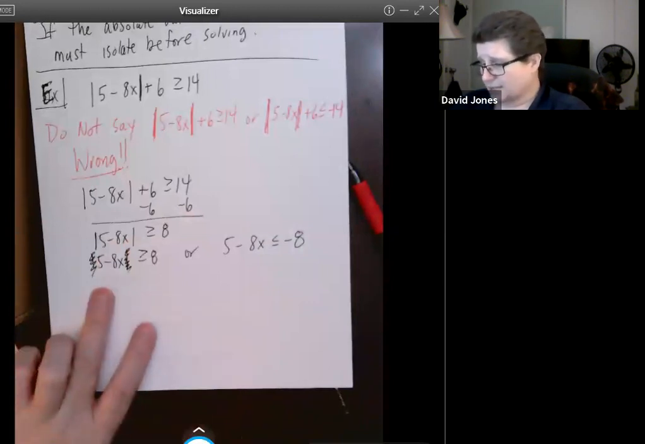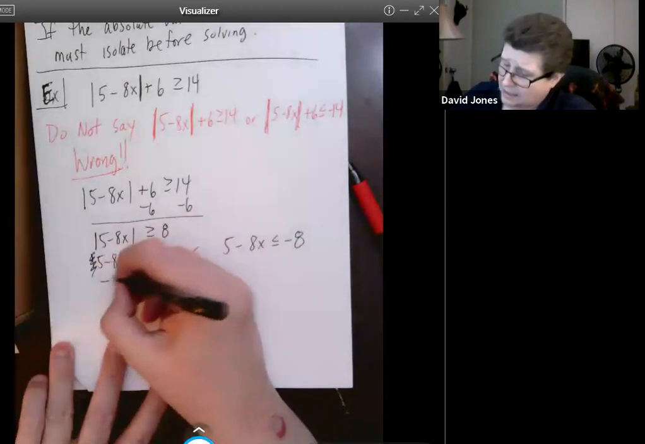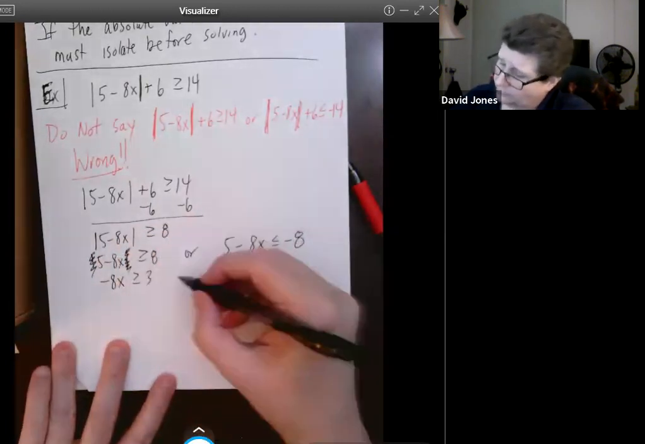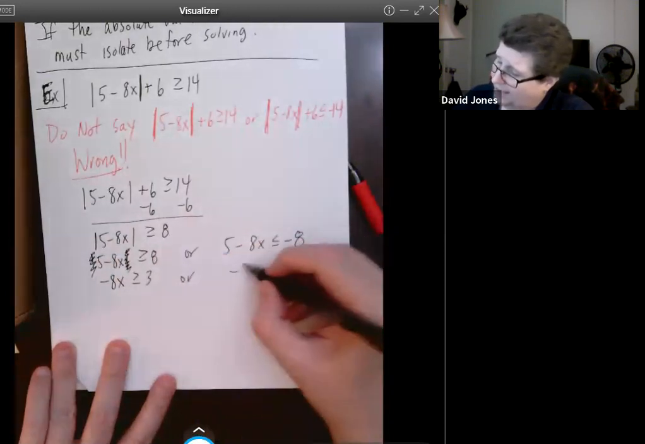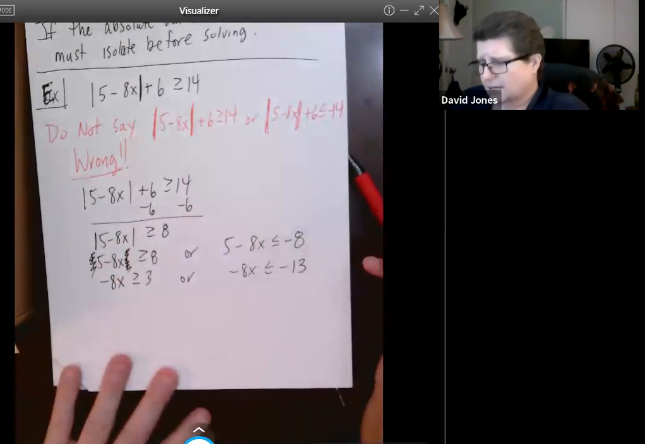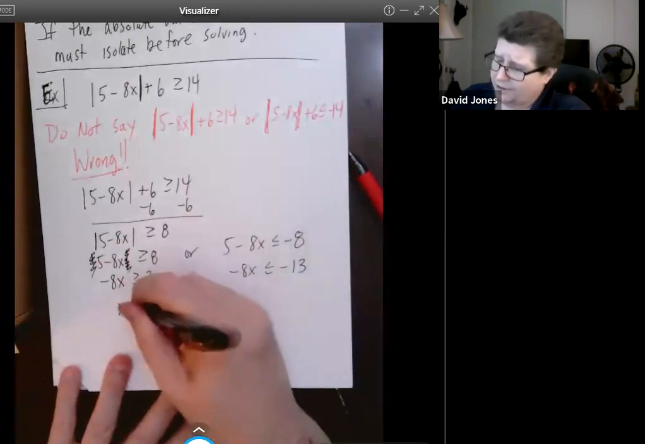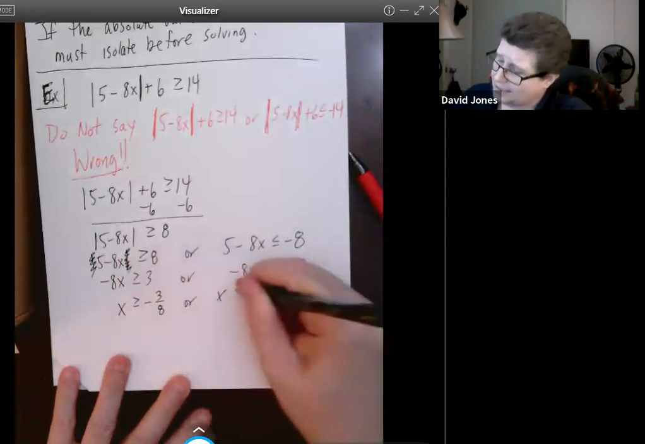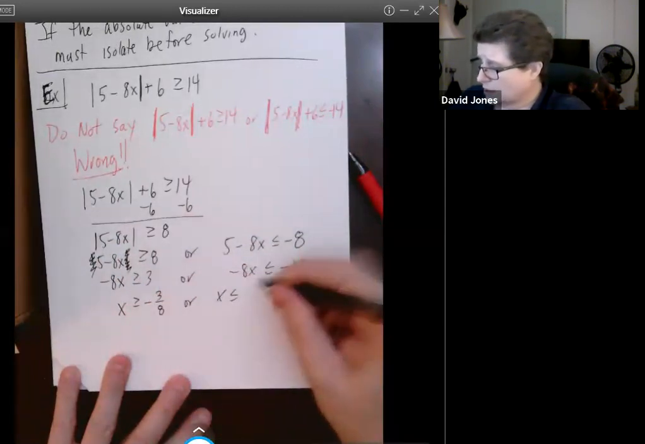Subtract 5 from both sides. Negative 8x is greater than or equal to 3. Subtract 5 here, I got negative 8x is less than or equal to negative 13. So x is greater than or equal to negative 3/8, or x is less than or equal to 13/8.